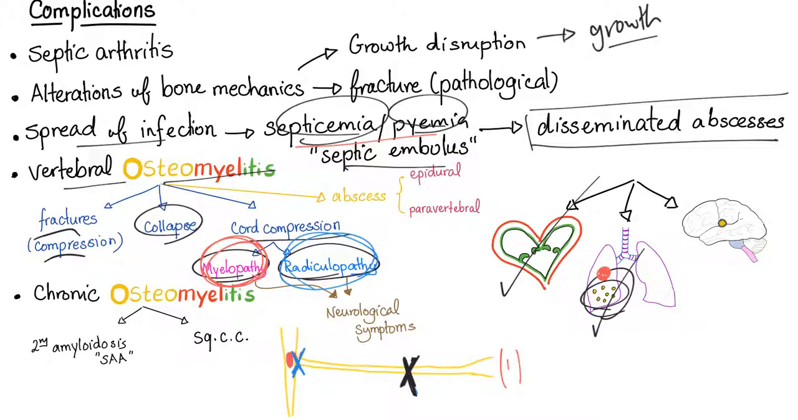Imagine my shock. Chronic osteomyelitis can lead to secondary amyloidosis. Secondary amyloidosis comes with any chronic inflammation whatsoever, and here it has the SAA protein, not the AL. AL is primary amyloidosis, such as cases of multiple myeloma, as we have discussed before. It can also lead to squamous cell carcinoma.